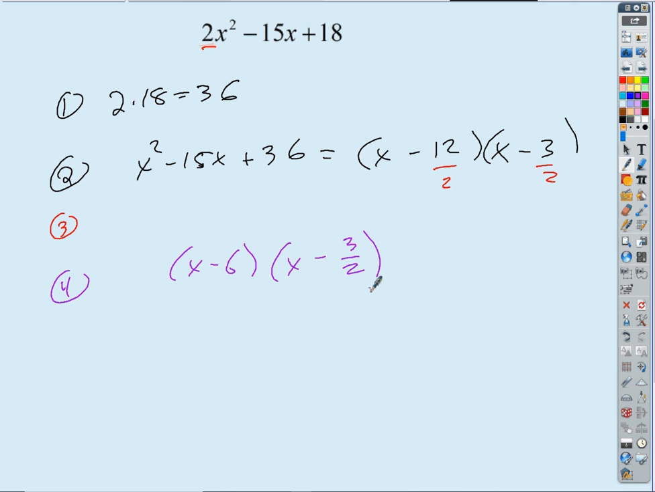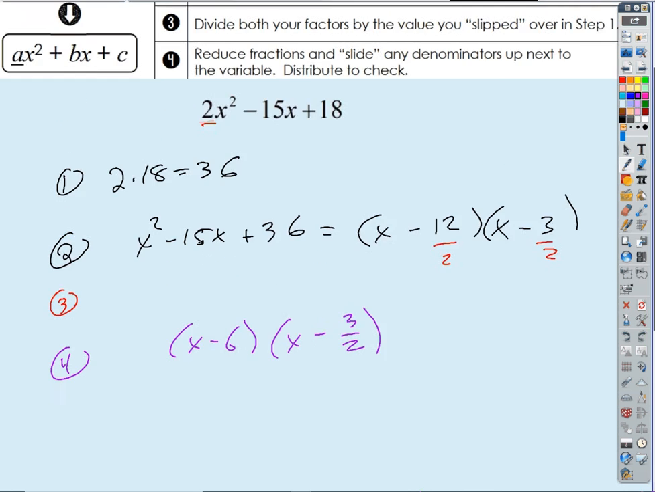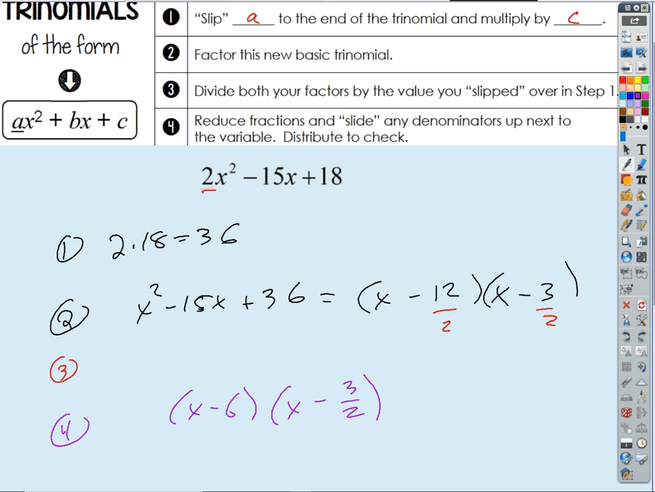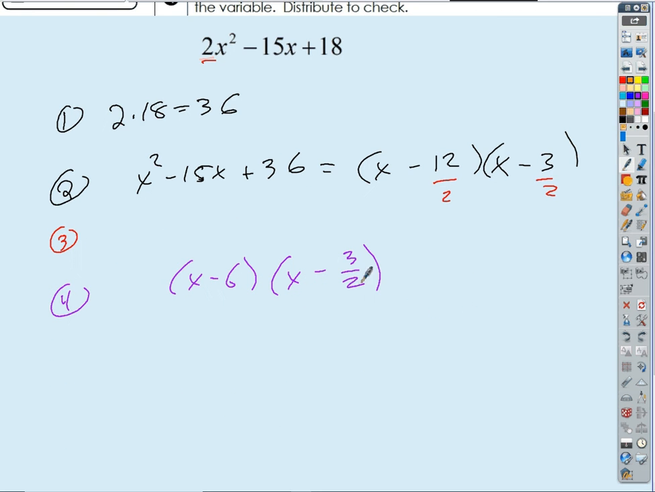So that one doesn't reduce, and the last step is to slide any denominator up next to the variable. So that 2, we're just going to slide it up front, and what's our final answer then? We get x minus 6 times 2x minus 3, and that's our final answer. That's the process. So that's what this second sheet is about: the process of factoring where A is not equal to 1.